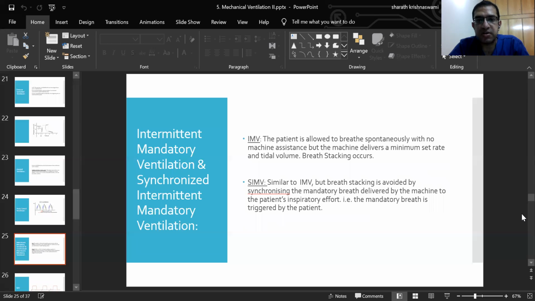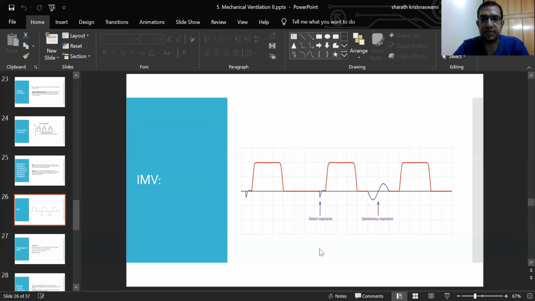something known as SIMV, which is synchronized intermittent mandatory ventilation. This is similar to intermittent mandatory ventilation, but the breath stacking is avoided by synchronizing the mandatory breath delivered by the machine to the patient's inspiratory effort. That is, the mandatory breath is triggered by the patient. Here is intermittent mandatory ventilation, when a patient is allowed to breathe intermittently while the ventilator delivers the breaths.